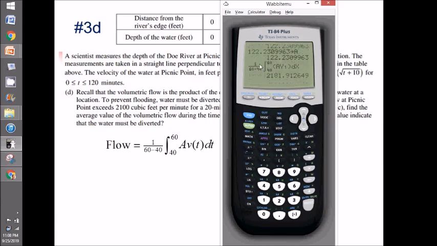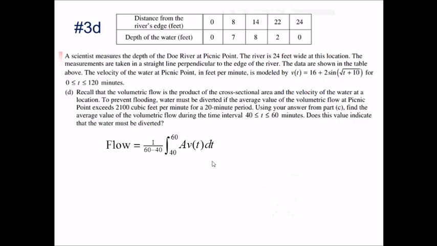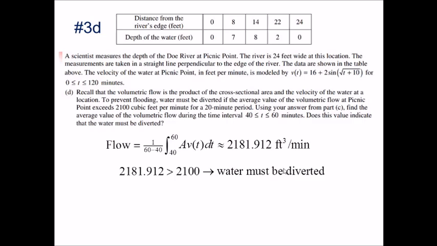This all comes out to 2,181.913. And that, again, is going to be in cubic feet per minute. That's what they said before. Now, they said that we have to divert water if our volumetric flow is greater than 2,100. This is definitely greater than 2,100. Therefore, we are going to have to divert some water.